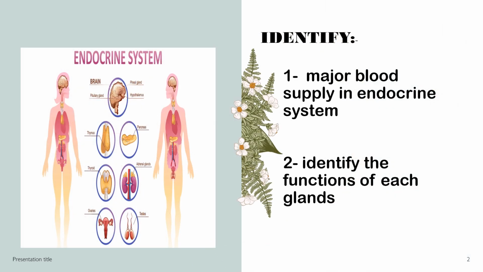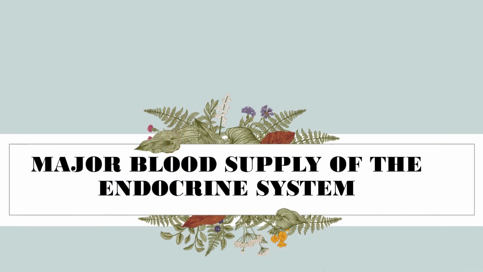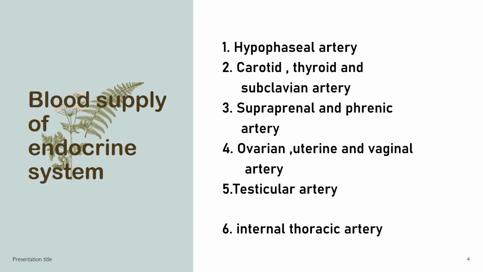Today, I will identify the major blood supply in the endocrine system and the function of each gland of the endocrine system. Firstly, let's identify the major blood supply of the endocrine system. This is the major blood supply of the endocrine system.